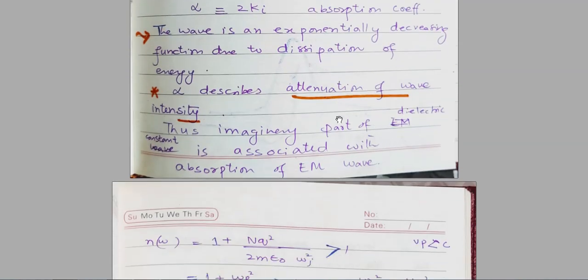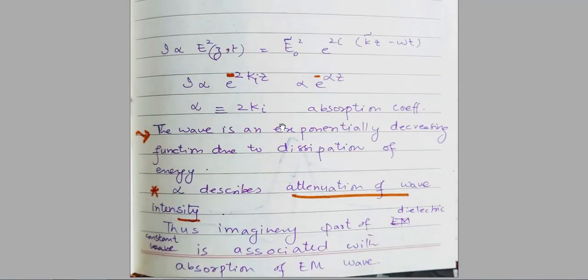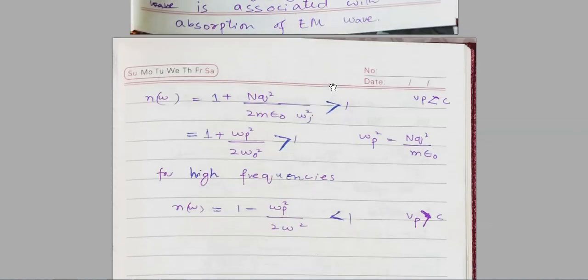The imaginary part of the dielectric constant is associated with the absorption of the electromagnetic wave, and we have derived this result from this formula. You can say the intensity is proportional to exponential of minus alpha z. This represents the absorption of the wave intensity.